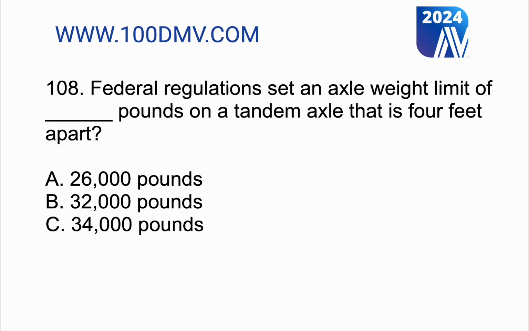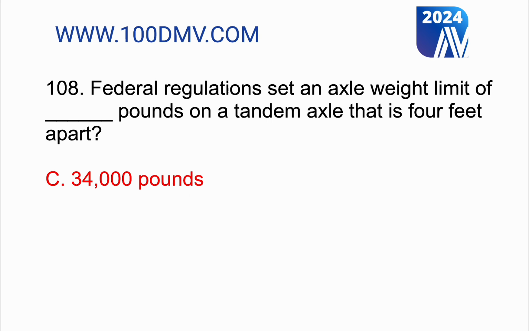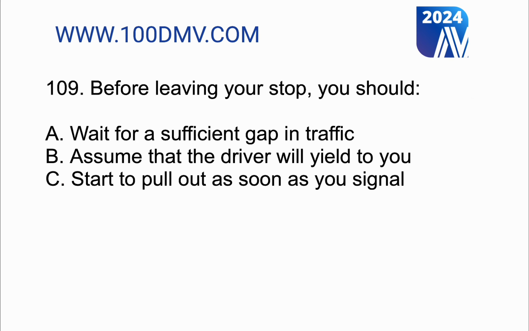108. Federal regulations set an axle weight limit of pounds on a tandem axle that is 4 feet apart. B. 32,000 pounds. C. 34,000 pounds. The correct answer is C. 34,000 pounds.